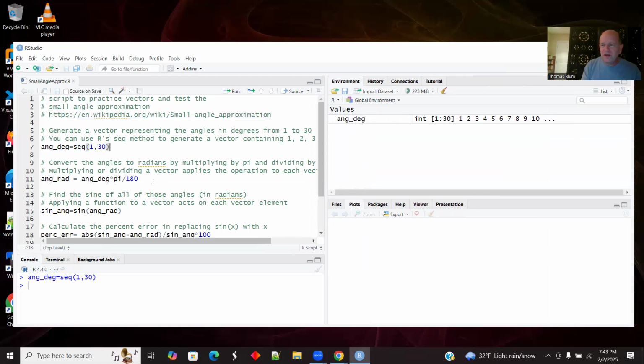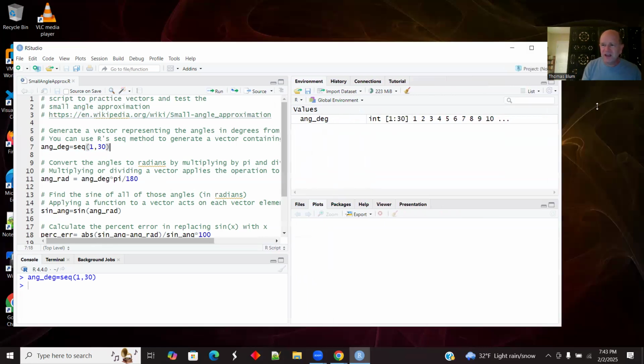Now, the small angle approximation, as they said, involves working with the angle not in degrees, but in radians. And so, halfway around the circle is 180 degrees and pi radians. So, if you want to convert to radians, you multiply by pi and divide by 180. And so, we're doing that here.